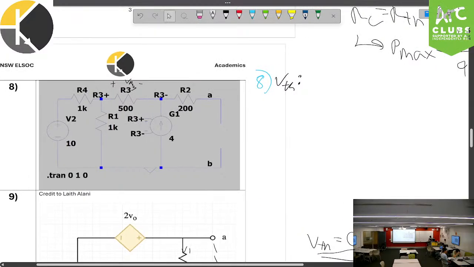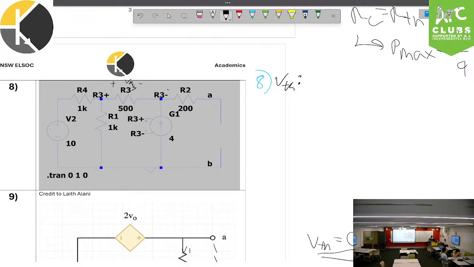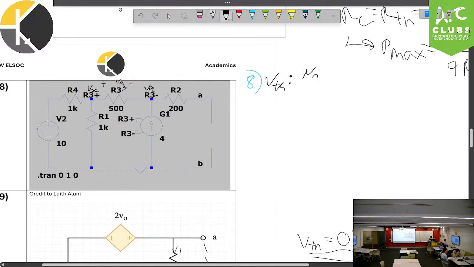So let's apply nodal, because the current through here is 0 because we've got an open circuit over here. The 200 does nothing. So in actuality, V3 minus is just VA. So I'm just going to label that as VA, and I'm going to label this one as VX. All right, let's take a nodal at Vx. I love my nodal.